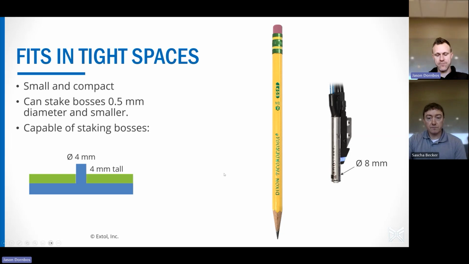Does the staking process loosen with thermal cycling? Ooh, that's a tough one. So I think what you're asking is, after you've staked your part, assuming your part goes through thermal cycles in its regular use, does that allow the stake boss to relax over time?